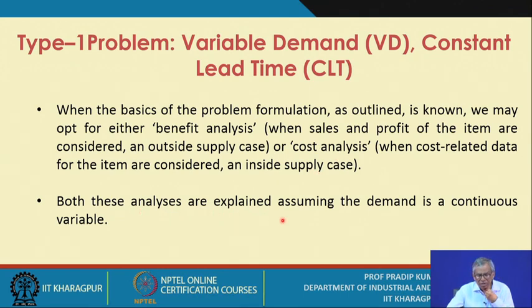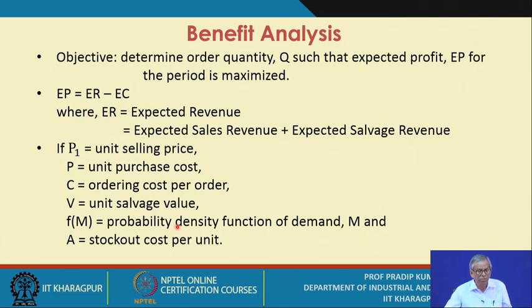Both these analyses are explained assuming the demand is a continuous variable. Okay. So now, if you go for benefit analysis, what is the objective of benefit analysis? Determine order quantity Q such that expected profit, notation is EP, for the period is maximized. So this is the main objective of the benefit analysis. And here just one time you determine the order quantity, because you are dealing with a problem called static inventory problem under risk.